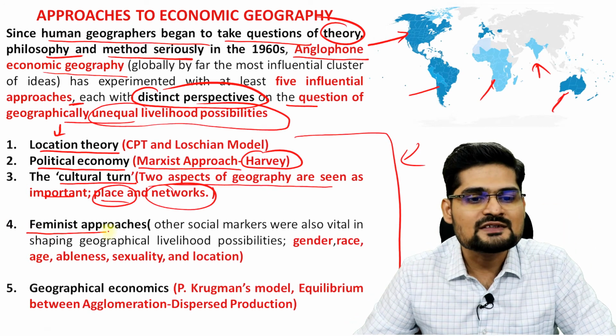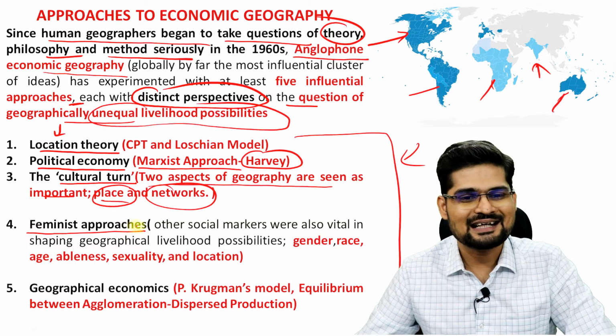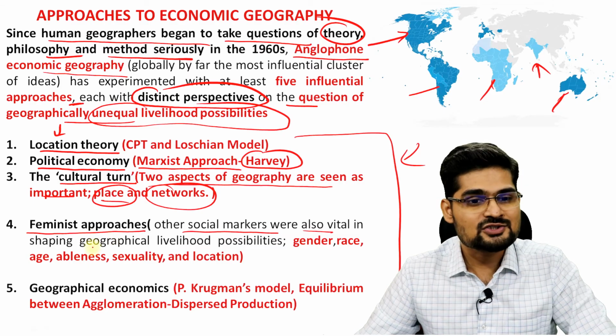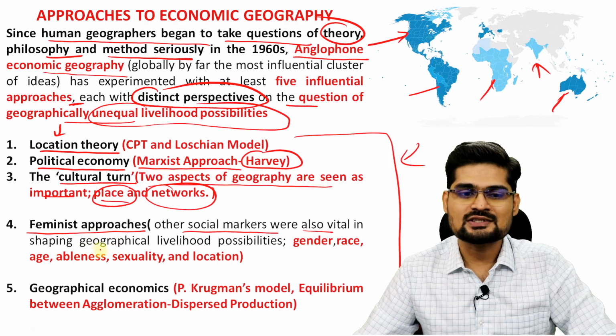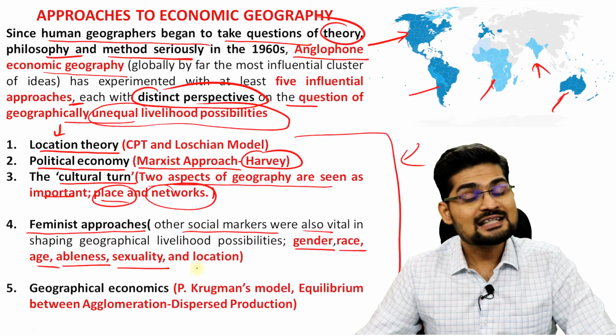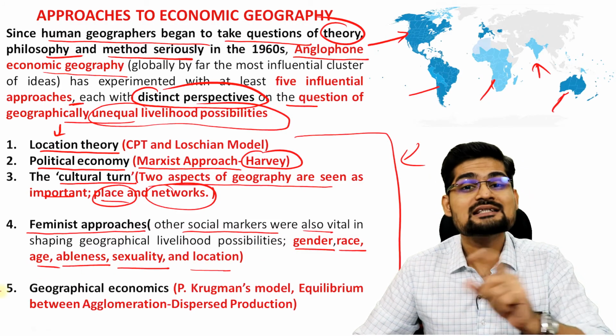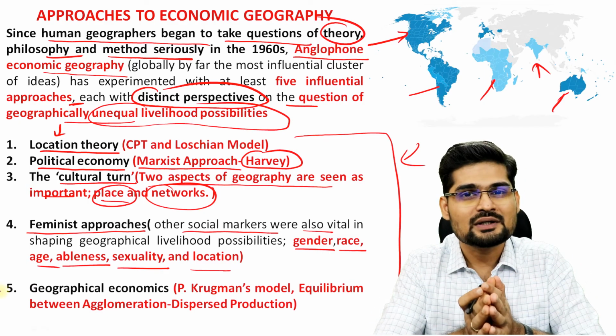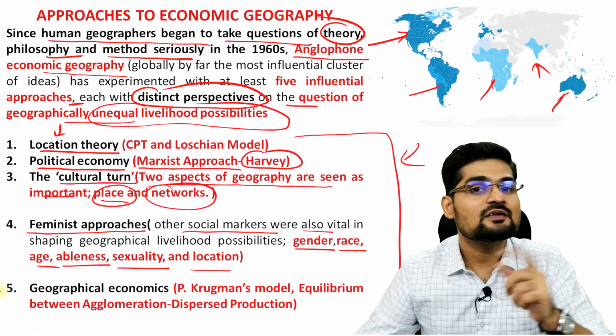Then comes the feminist approach alongside the cultural turn, right? Where other social markers were also vital for economic production, right? Economic space creations, right? For example, gender, race, age, ableness, sexuality and location. Not just the commodity of production, where it is produced and where it is consumed. So these facets were added under feminist geography.